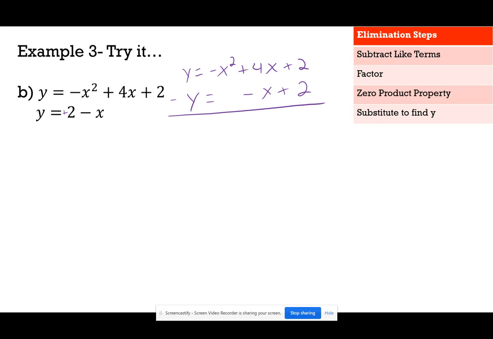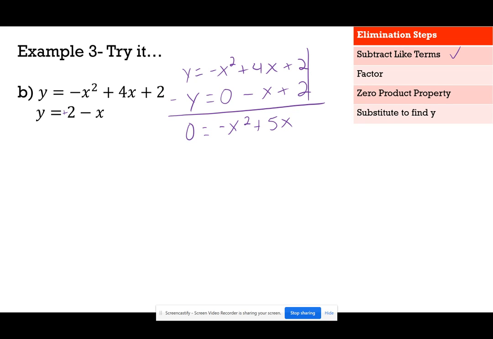So subtract everything. y minus y is 0. And then negative x squared minus nothing is negative x squared. 4x minus negative x, so that's minus minus again. 4 minus negative 1x is 5x. And then 2 minus 2 is 0. So we can just leave that alone. You don't have to do anything with it because those two terms are going to cancel out. Okay, so subtracting like terms is done.